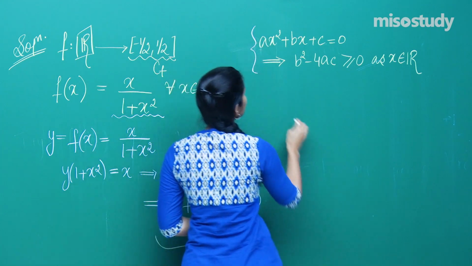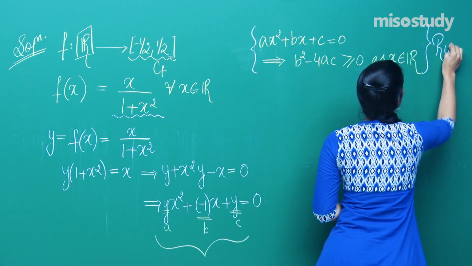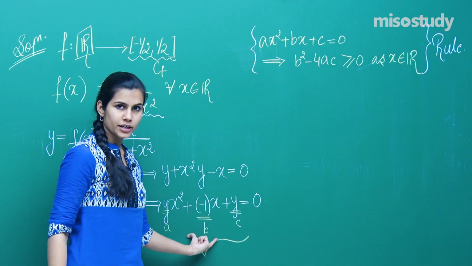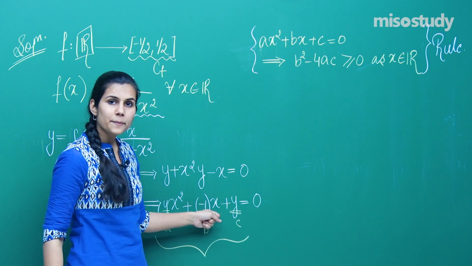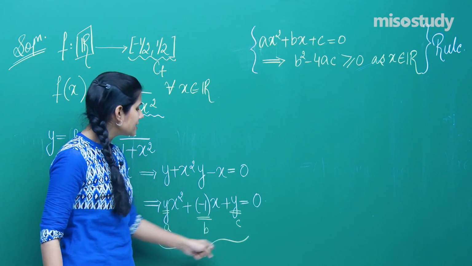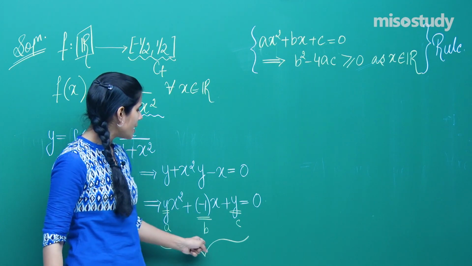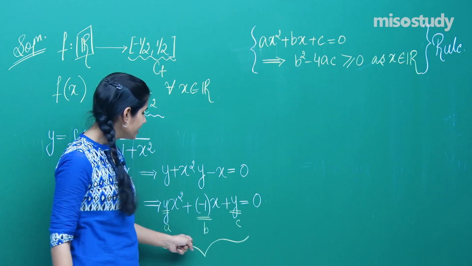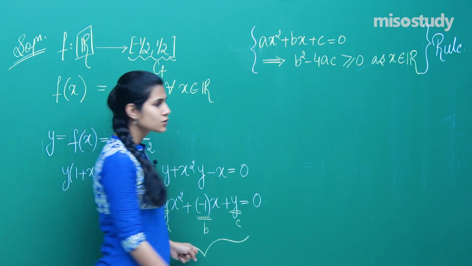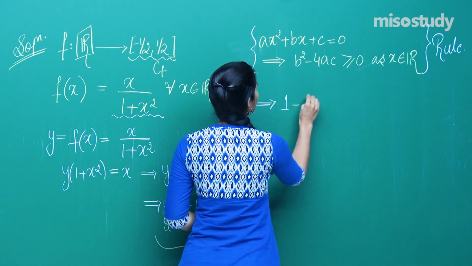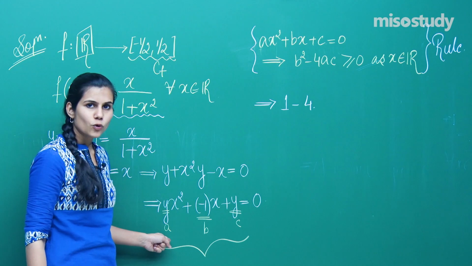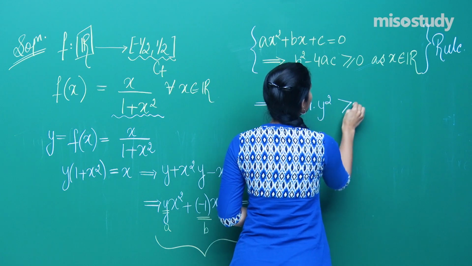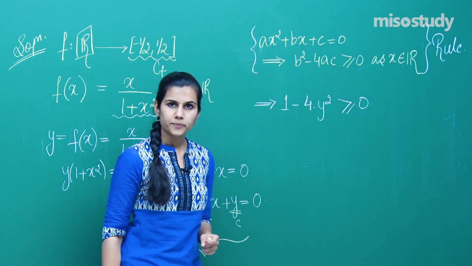By just using this rule, or basically I should say concept, that is what I am going to apply over here. I know this x is coming from the collection of all reals, and this is nothing but an expression of the form ax square plus bx plus c equals 0. That means the discriminant of this equation, which is b square, minus 1 square, which is 1, minus 4 into a, which is y, into c, which is y, making it 4y square, is greater than or equal to 0.